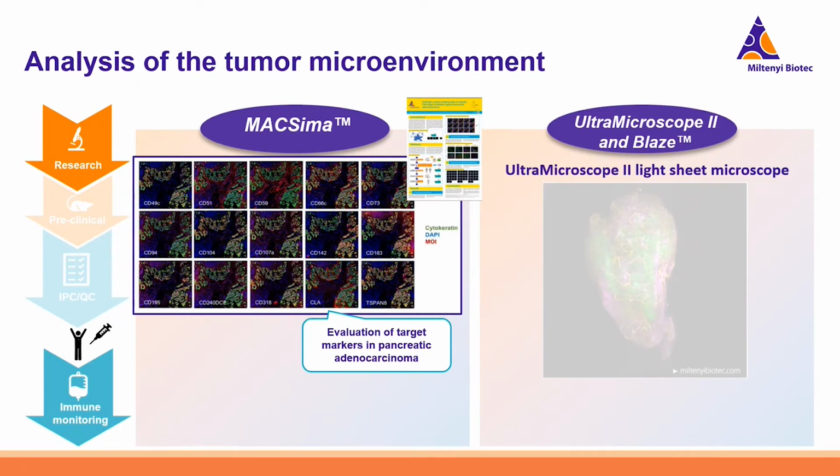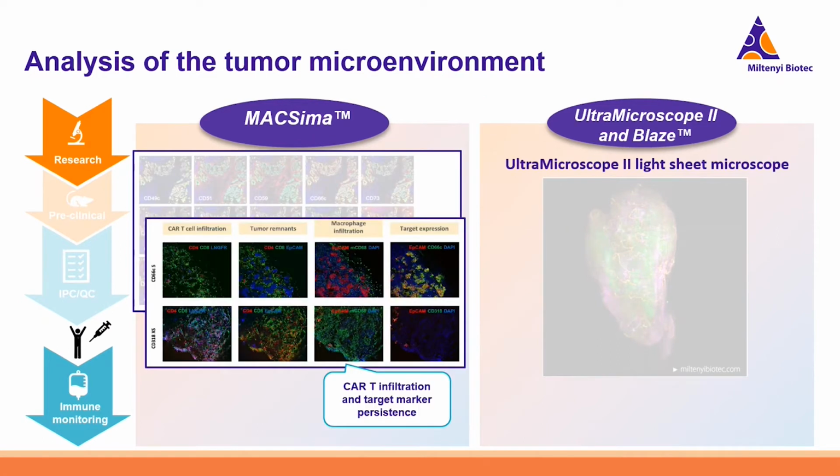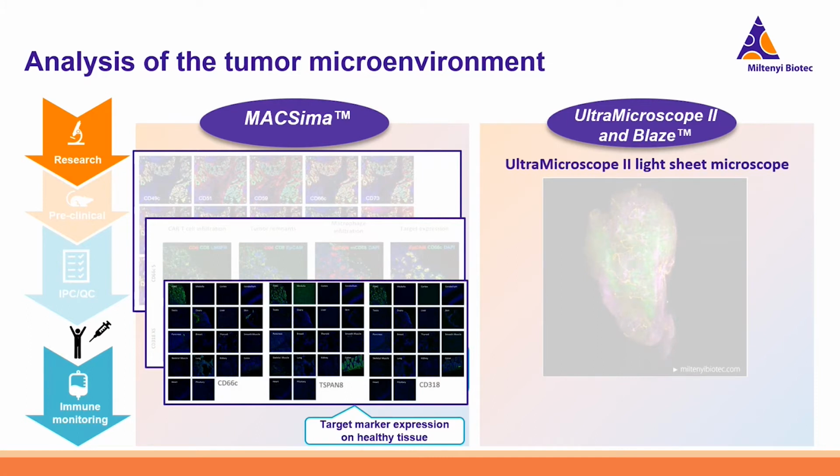There they used the Maxima to evaluate target markers in a pancreatic adenocarcinoma. They also used it to analyze the CAR T cell infiltration, and then later whether the target marker really remains in the tissue or if there's a downregulation. And also, they used the Maxima to see whether the target marker they wanted to focus on is also expressed on healthy tissue or not.